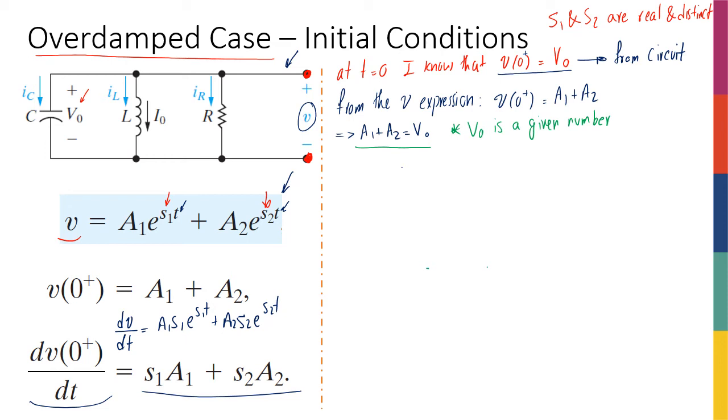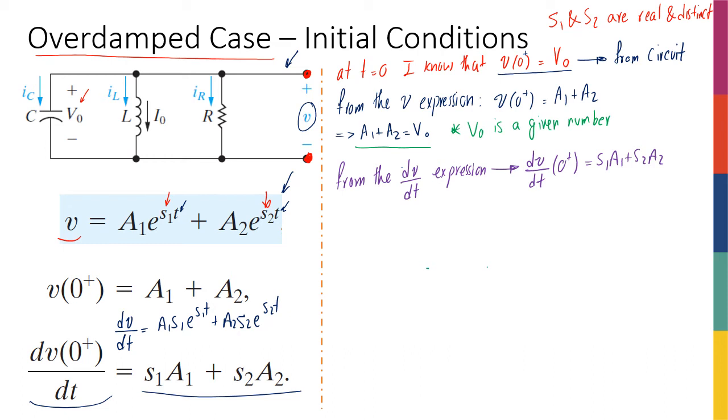So here, from the dV over dt expression, I have dV over dt at 0 plus equal to S1 A1 plus S2 A2. Good. S1 and S2 are known. We have already calculated them in the previous slides based on the values of R, L, and C. A1 and A2 are unknowns, and the question is, what should I put on the other side of the equation? What do I get?